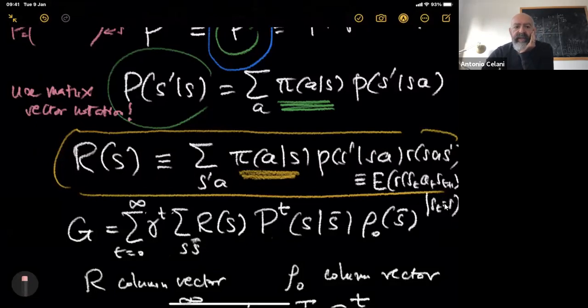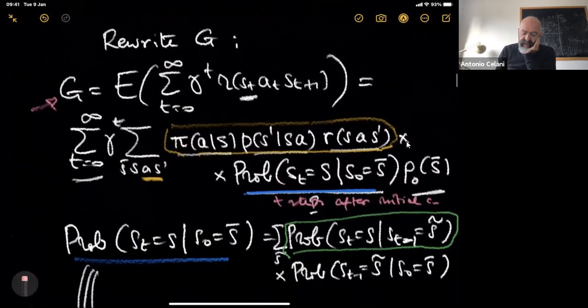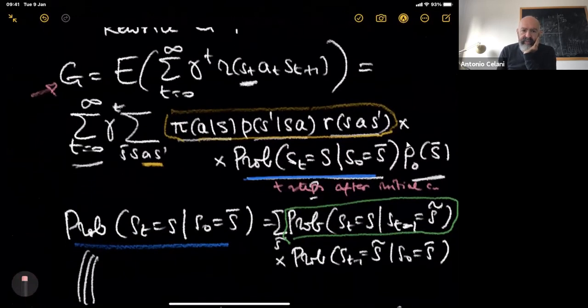So if I look back at this expression that I had before for my G, I realize that this part in yellow, in which I perform the sums over S prime and A, is just R of S.